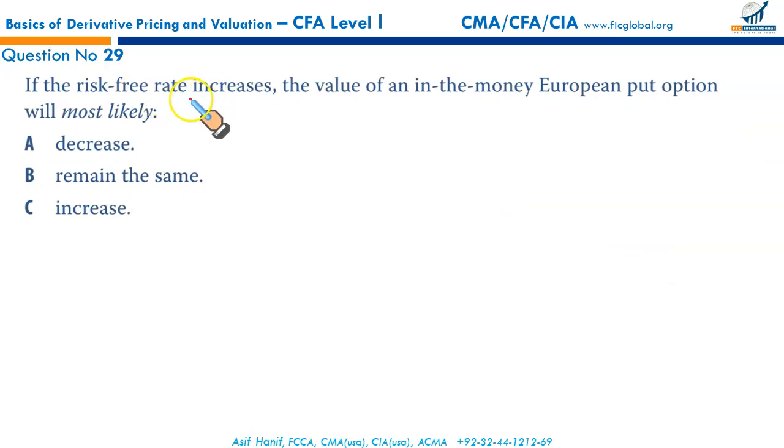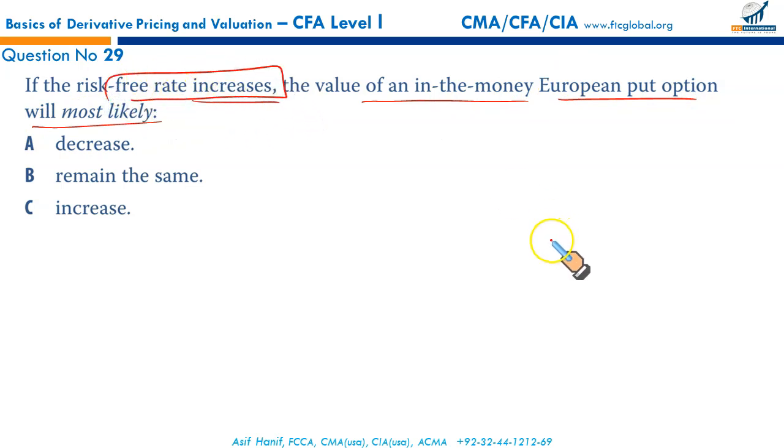If the risk-free rate increases, the value of an in-the-money European put option will most likely... Now look at this: when the risk-free interest rate increases, that will lower the present value of any proceeds you will receive on the exercise. Since it is reducing the present value of any proceeds on the exercise date, this will decrease the value of the put option. So that makes A the correct option.